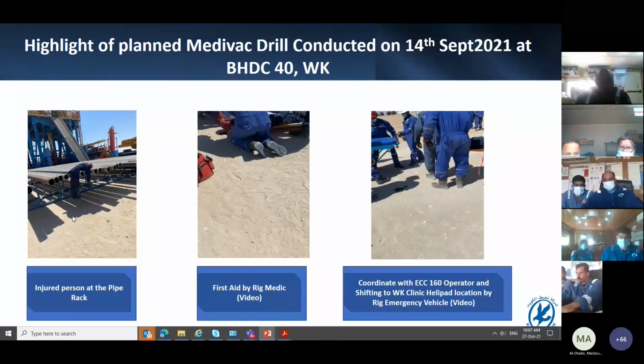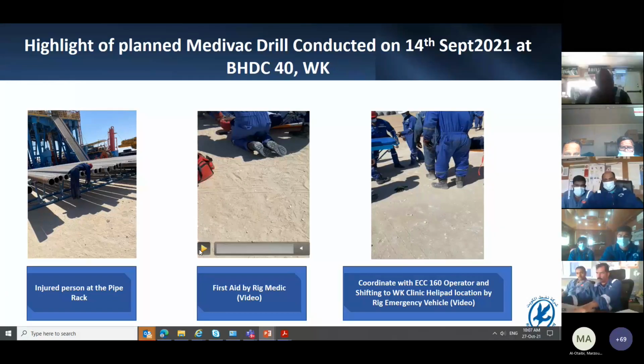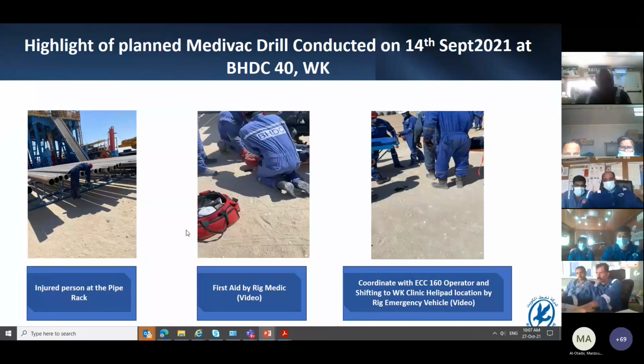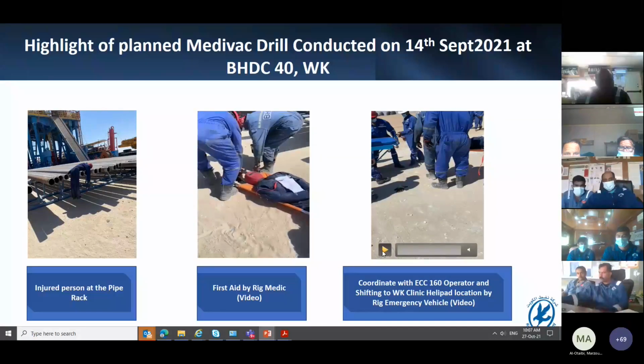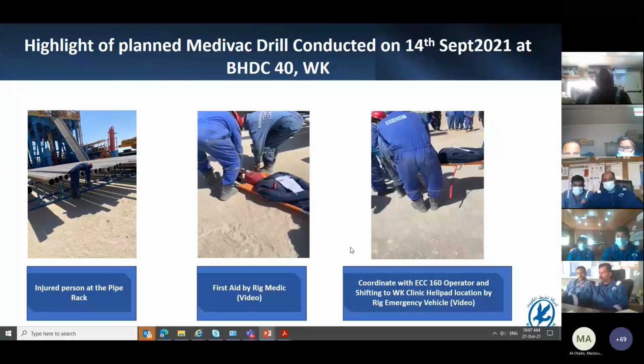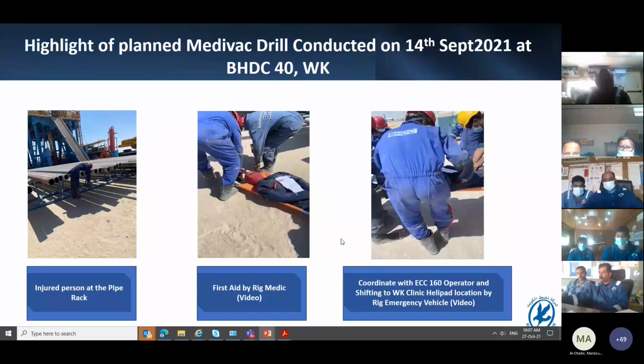As we can see, a planned Medivac drill took place on the 14th of September 2021 at the rig BHDC 40 in West Kuwait. The scenario of the injured person on the pipe rack was given to examine the response presented by the team, as you can see in the first photo. Immediately, the rig medic responded to the injured person and administered first aid. And of course, during the whole process, instant and continual communication with 160 was kept to provide details on the incident and location.